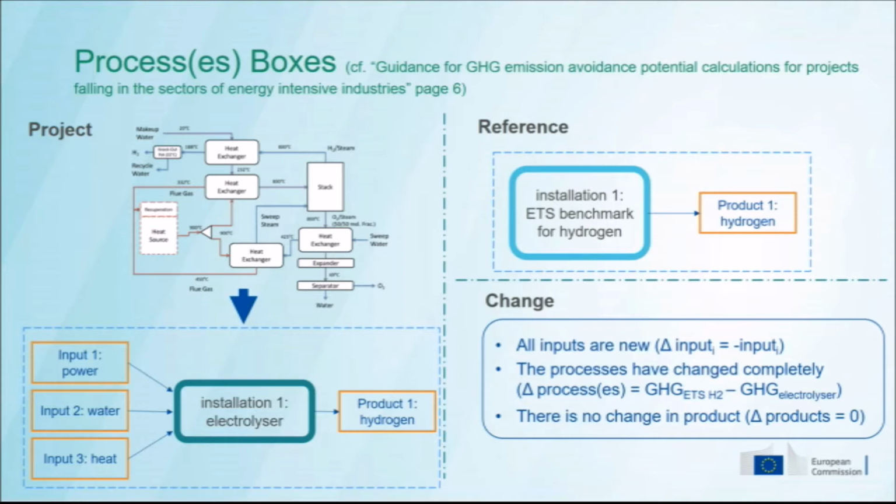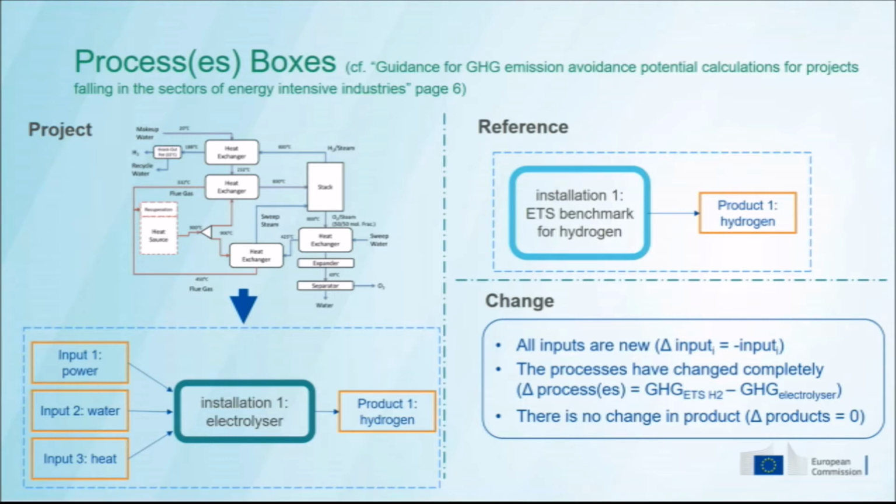So essentially what we're talking about here is we have our project, we have a reference, and now we're going to start beginning to look at the change. So on the left-hand side of your slide, towards the bottom, you can see that the inputs of the project, which we mentioned earlier, are power, water, and heat. And your installation 1, if you remember in the previous slide, we had a group of different installations, but in this case, we have one installation. We're making green hydrogen, and it's an electrolyzer, and the product is hydrogen. So hopefully that's pretty clear. That's what our project is doing.